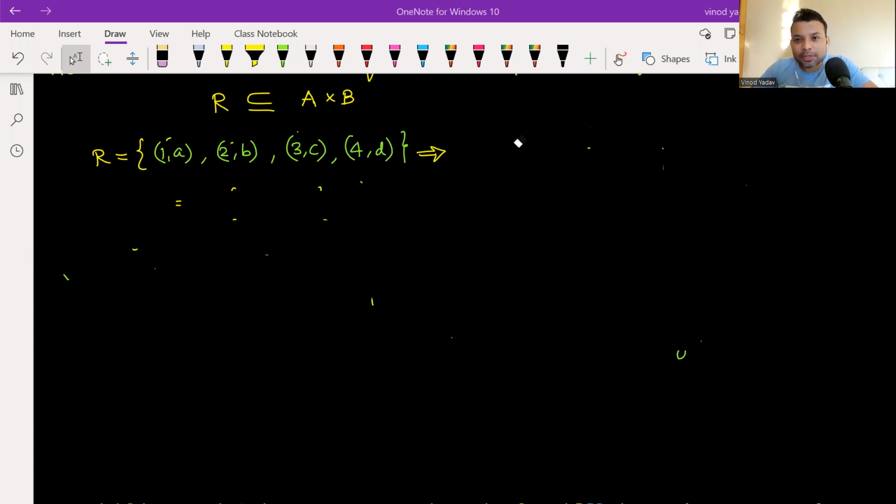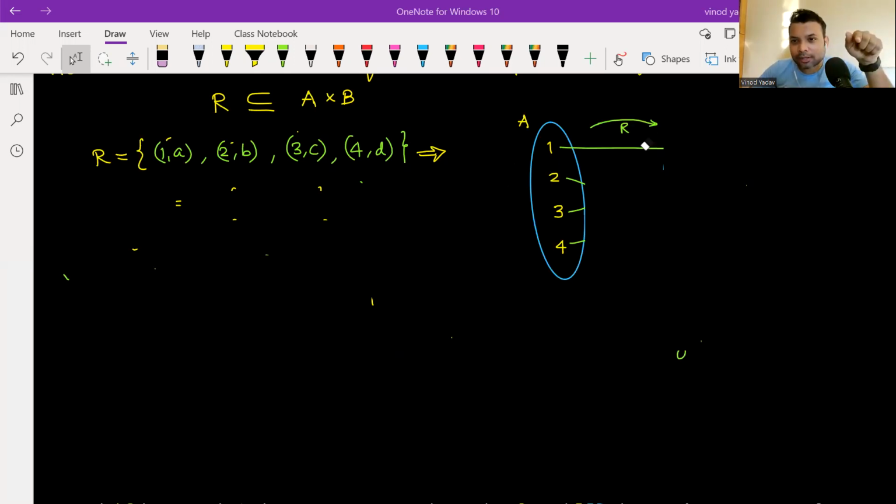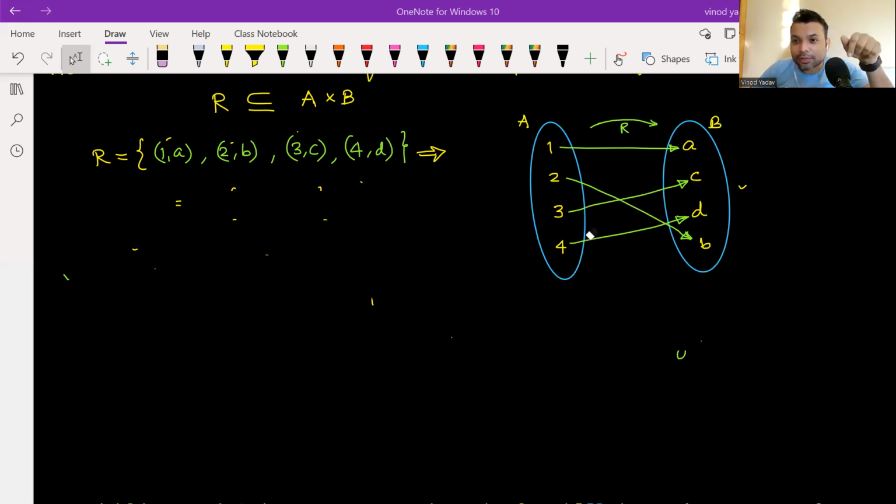I can also represent this in a diagrammatic form, something like ovals. Set A had 1, 2, 3, 4 and then the relation R. Through this relation I'm relating the elements of set B: 1 with A, 2 with B, 3 with C, 4 with D. See, I've just connected them by arrows. You can say A, B, C, D are the images of 1, 2, 3, and 4 respectively, so 1, 2, 3, and 4 will also be called the pre-images of A, B, C, D.